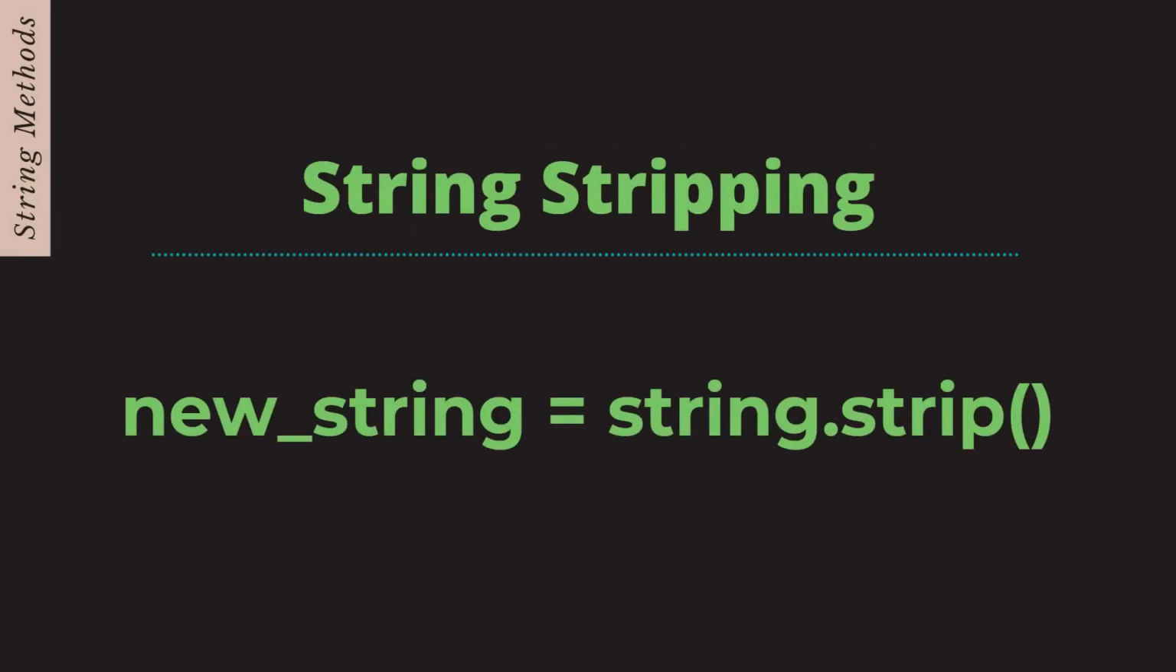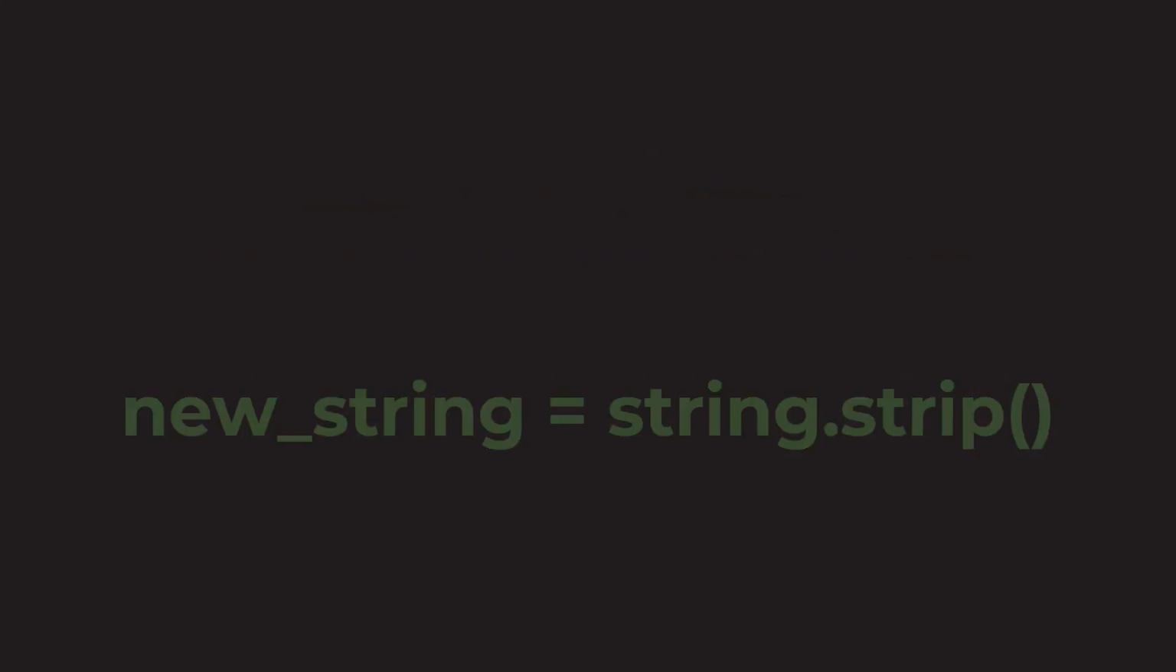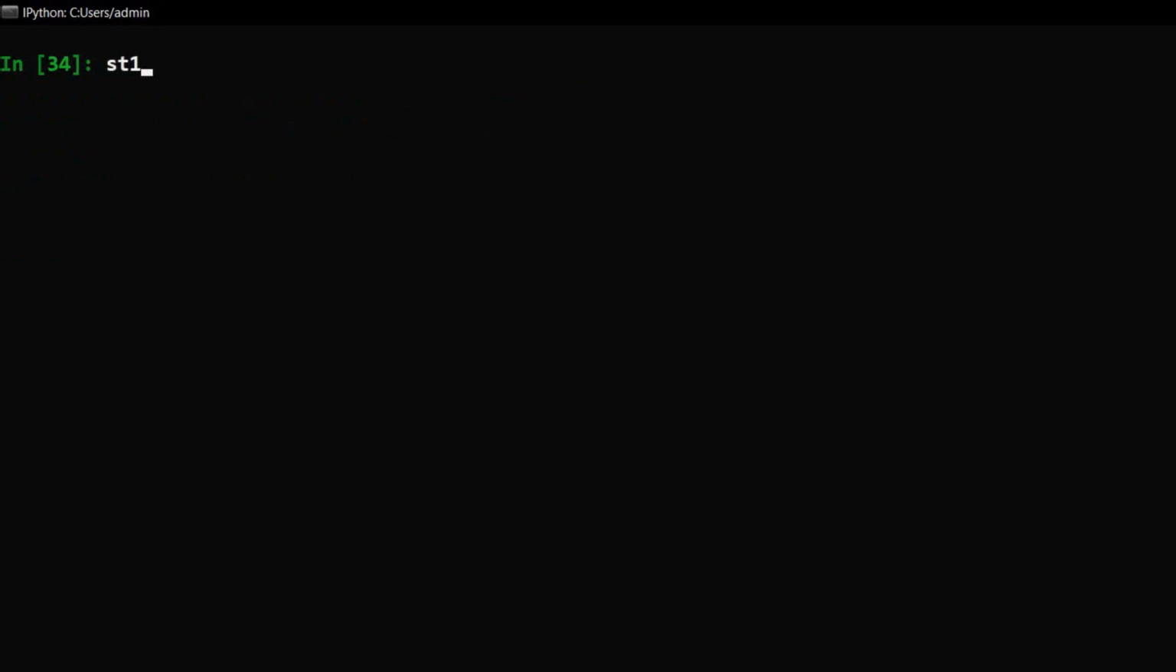Now stripping a string. We have a strip method which returns a new string by removing the spaces at the beginning and at the end of the string. Now I am using a string st1 which is having a string literal Kashi with a space at the beginning and at the end. If I use the built-in function len to get the length of st1, then we can get 7, including both the spaces at the beginning and end.